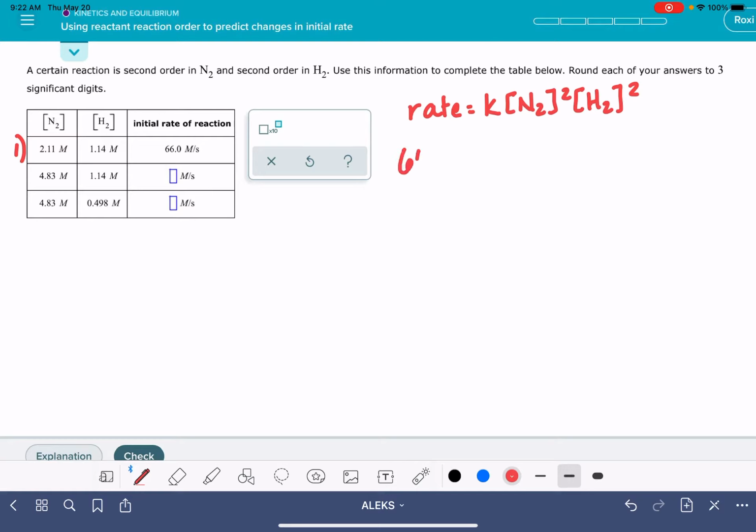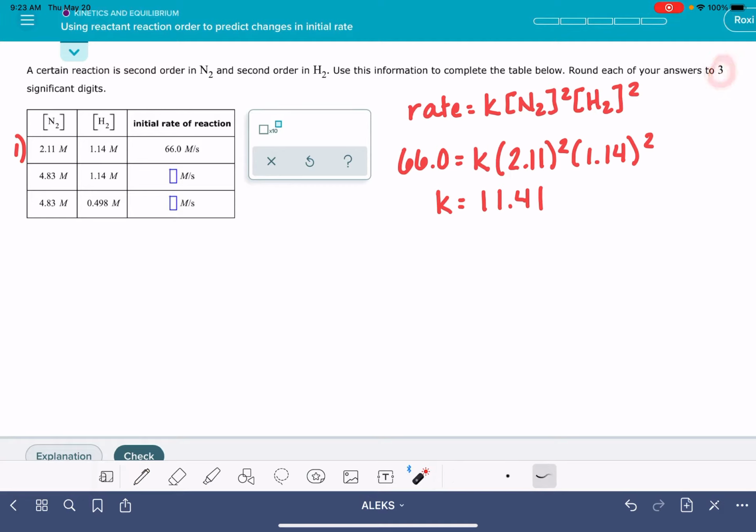The rate of the reaction is 66.0. I'm going to leave the units off of everything to save space. The concentration of N2 is 2.11, and that needs to be squared, and the concentration of H2 is 1.14, and that also needs to be squared. And like I said, we're going to use this to calculate the value of K, the rate constant, which I get 11.41. I'm going to leave an extra sig fig. It's asking us to round these to 3 sig figs.